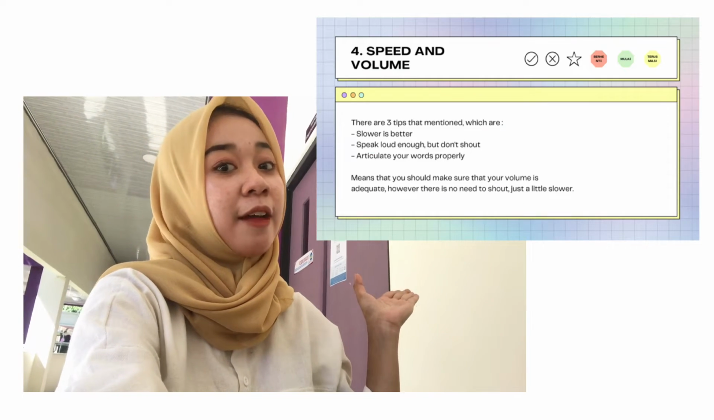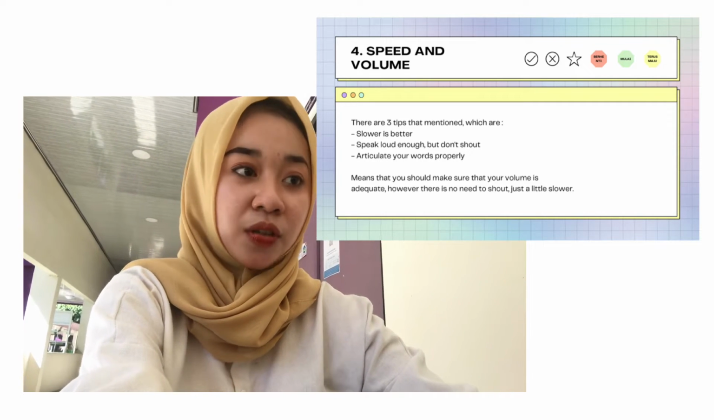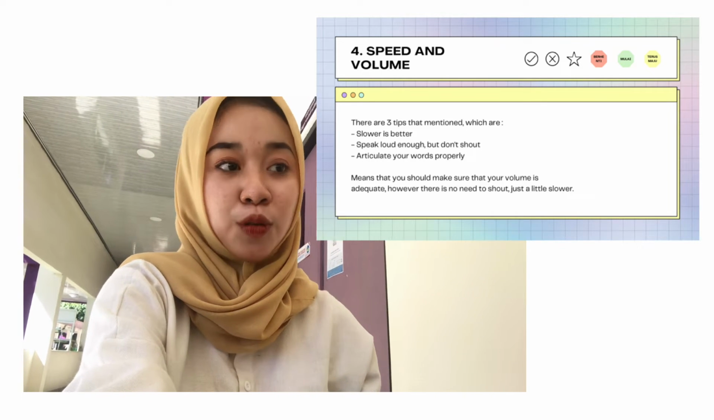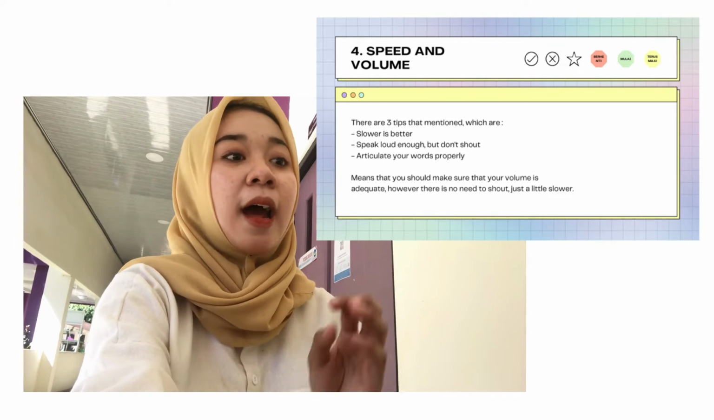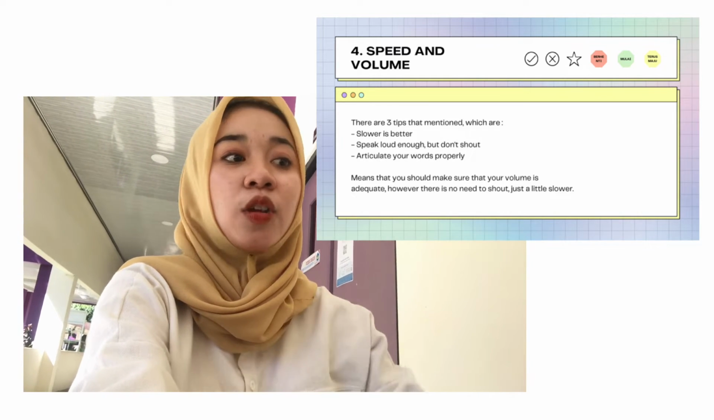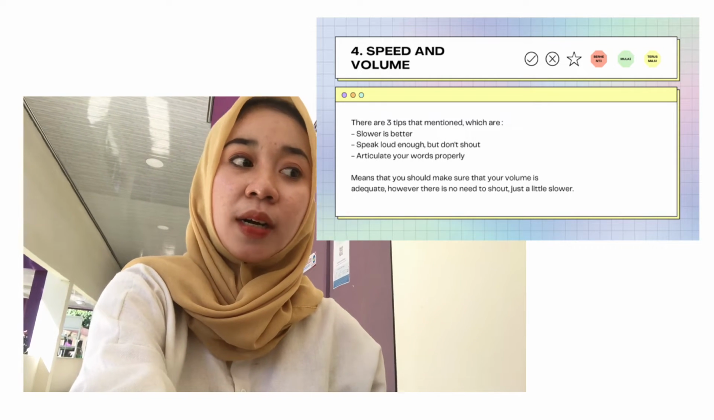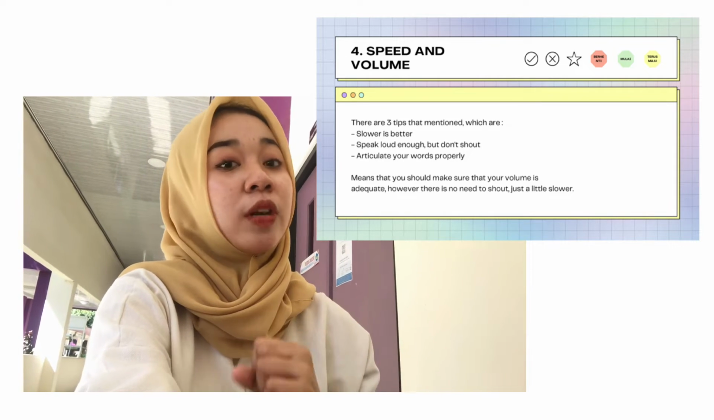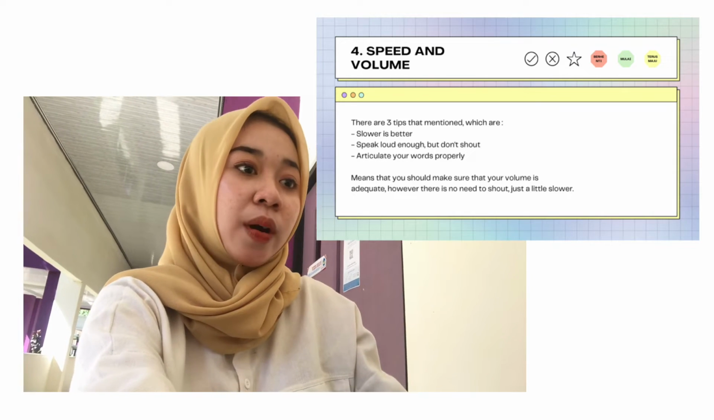The number 4 tip is speed and volume. There are 3 tips mentioned, which are: the first one is slower is better, and the number 2 is speak loud enough but do not shout, and then the last is articulate your words properly. So this means that you should make sure that your volume is adequate. However, there's no need to shout. It means just a little slower.